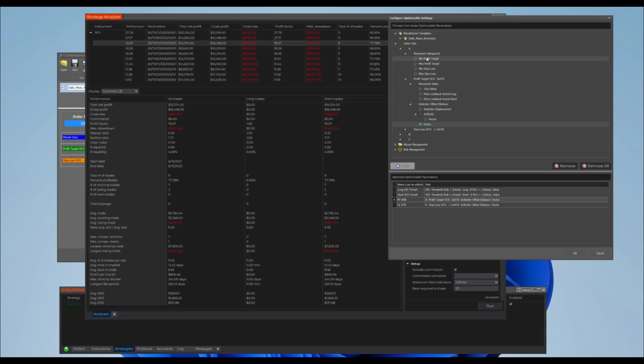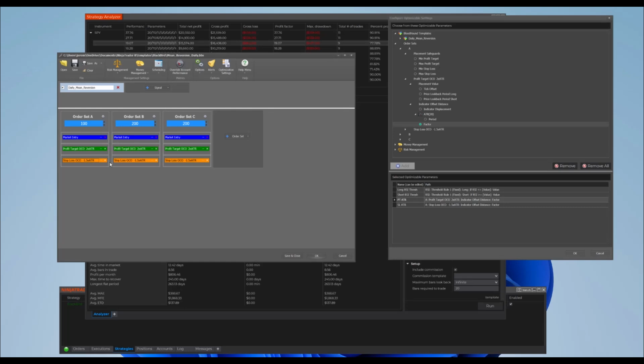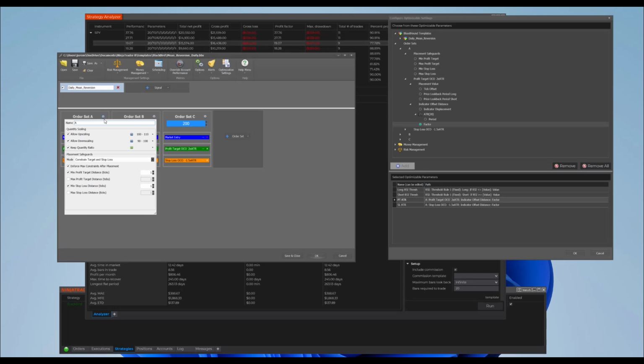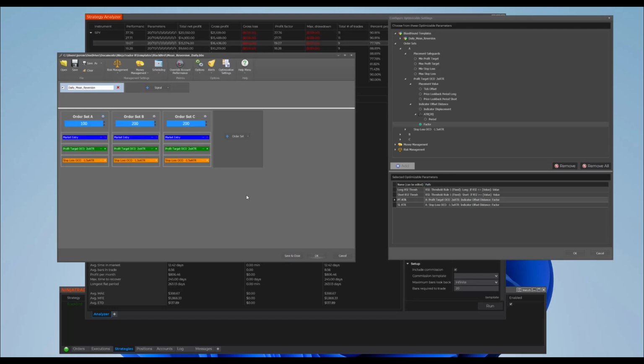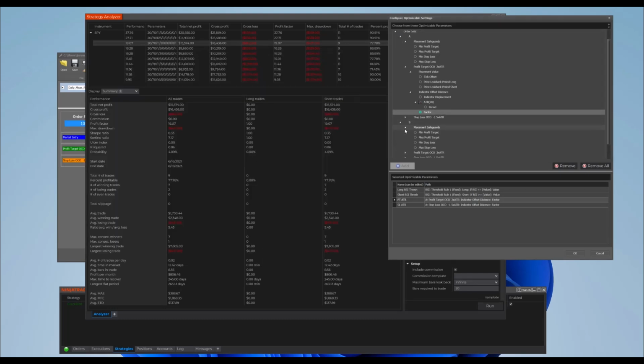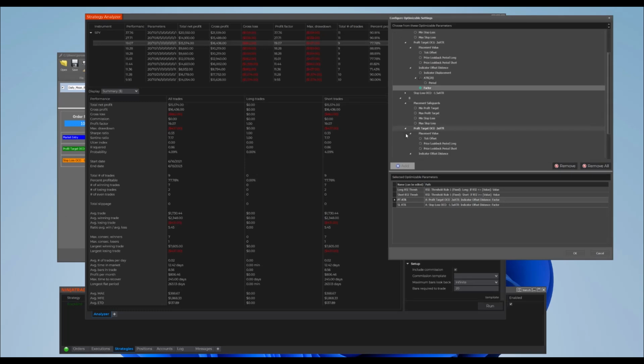We also have the placement safeguards, which are safeguards to determine the minimum profit target and minimum stop loss distance, and maximum in some cases, which correspond to this setting up here. When I click this, you can see there's a min profit target distance and a max profit target distance, etc. Okay, and so that actually exists for all 3 order sets, as you can see.